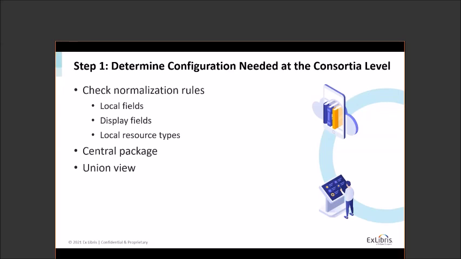Last thing to check is the union view. If you are currently using a central Primo view branded as the consortia office and your consortium has an Alma network zone, this might be relevant for you.